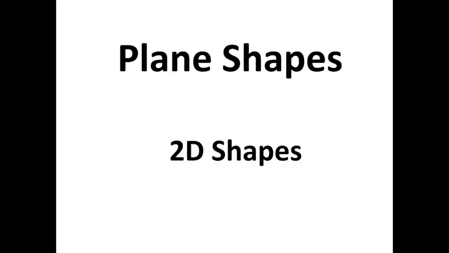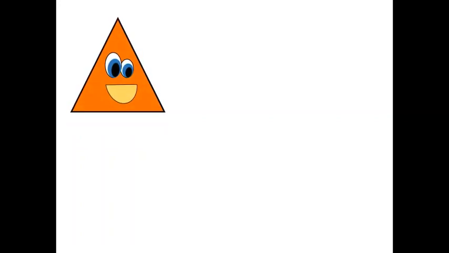Okay, children. Today we will learn about the plane shape. Plane shapes are also called 2D shapes. Now look here, children. This is our first plane shape. This shape is called triangle. This is also called 2D shape.